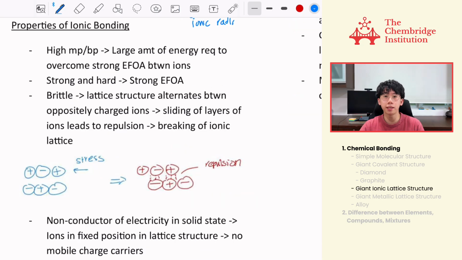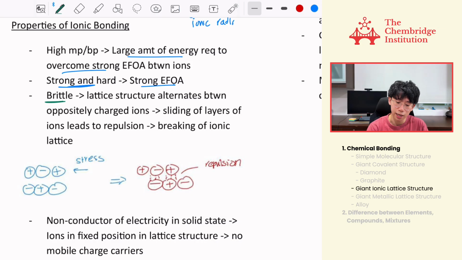So what are some properties of ionic bonds? Well, they tend to have high melting point and boiling point because, again, a large amount of energy is required to overcome the strong electrostatic forces of attraction between the oppositely charged ions. It's also very strong and hard, again due to the electrostatic forces of attraction. However, one unique thing about ionic bonded compounds is that they are very brittle.